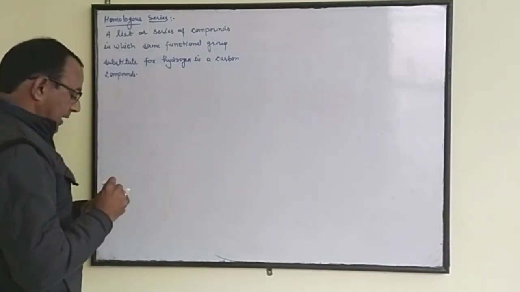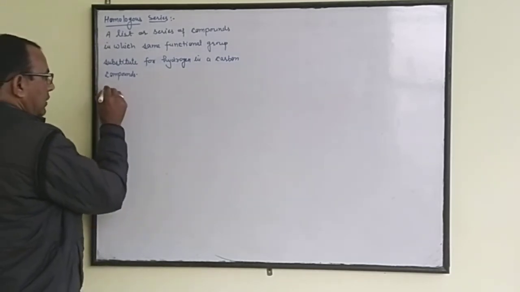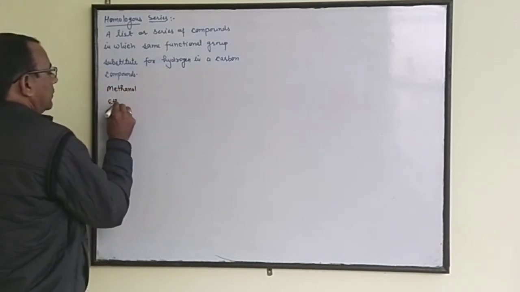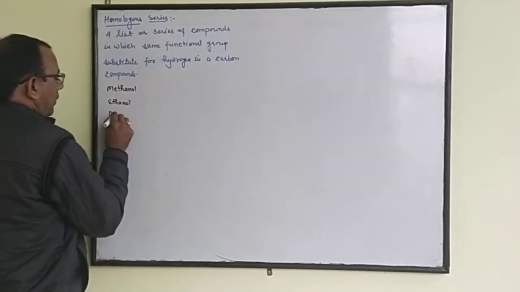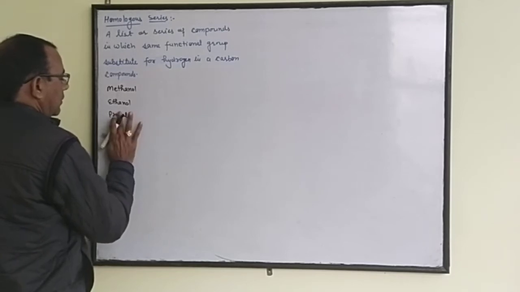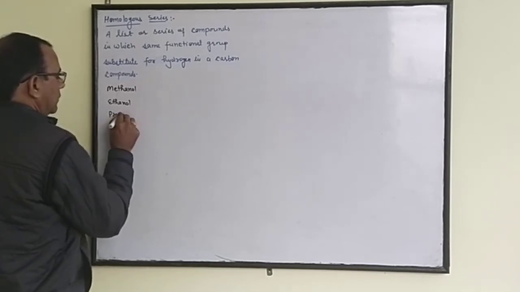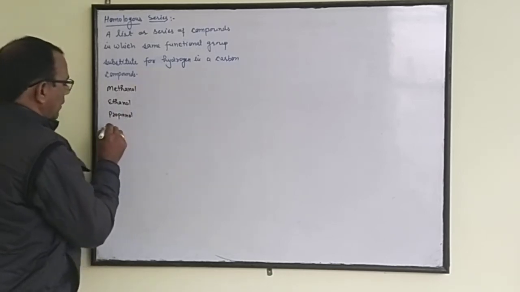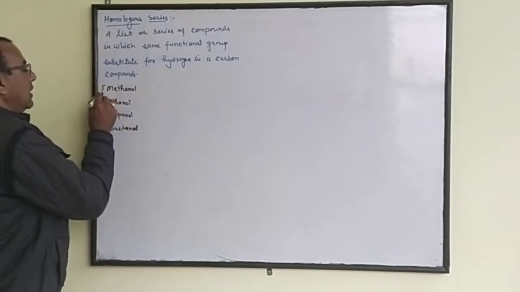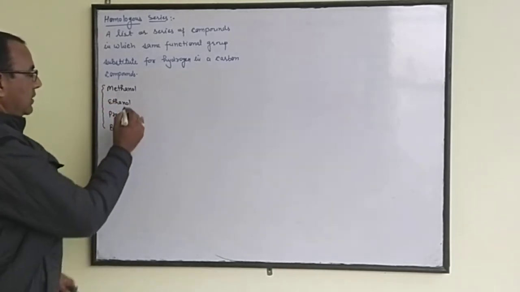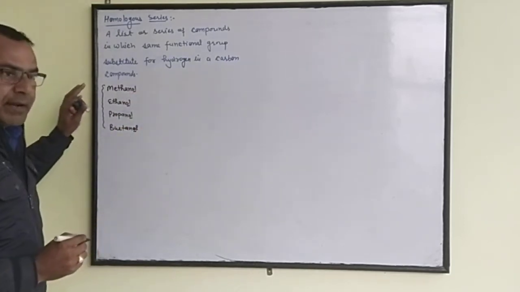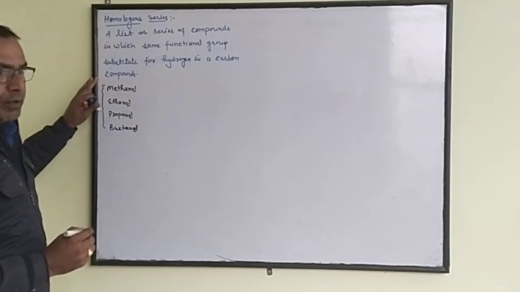Suppose we have some examples of compounds with the same functional group: methanol, ethanol, propanol, butanol. These are hydrocarbon compounds and they have the same functional group, all alcoholic group. How can we represent this in a homologous series?